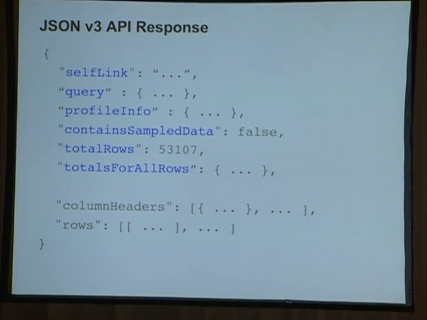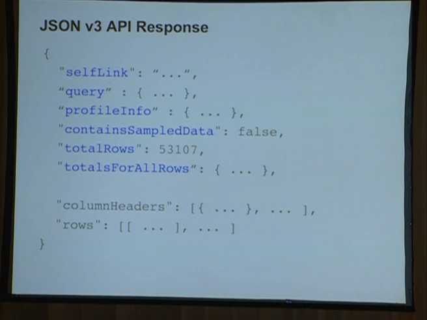And so the first parameter of the object is the self link. Now, this is the actual query that you used. We just looked at the queries. It's that whole query string. But we know that developers actually sometimes only want to modify one or two values within that query string. So we actually have an object that has all the different parameters broken out in the query object. The profile info has information about the different account, web property, and profile. We tell you whether the data is sampled. We give you the total number of rows. And then we give you the totals for all rows, which you saw in the previous slide.